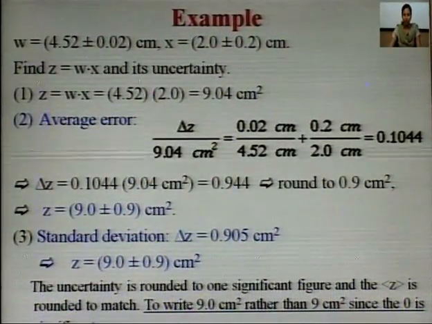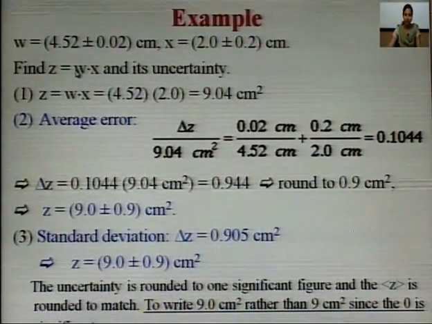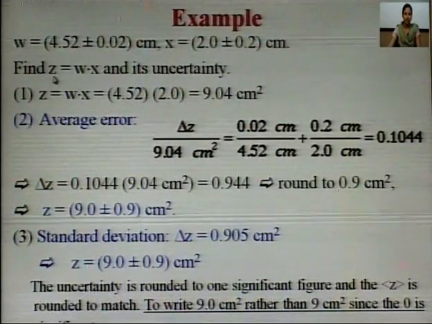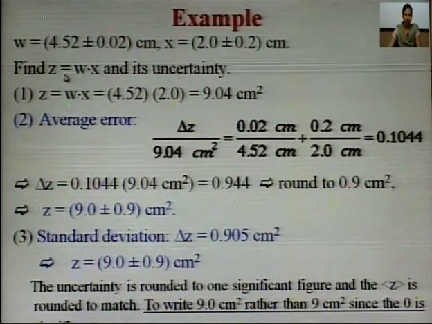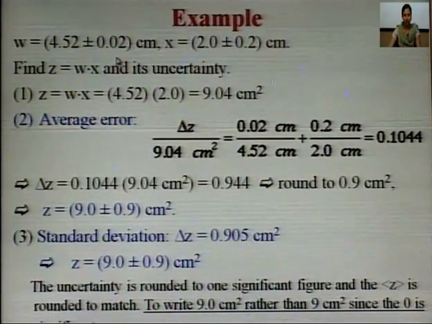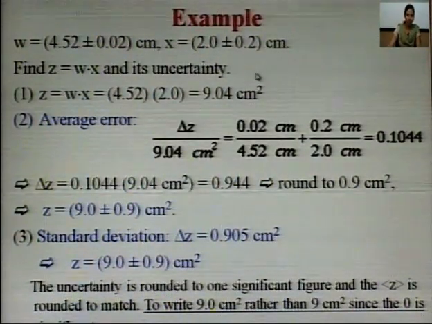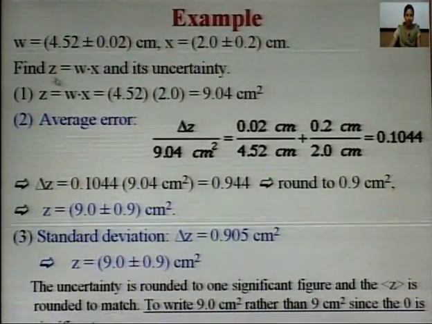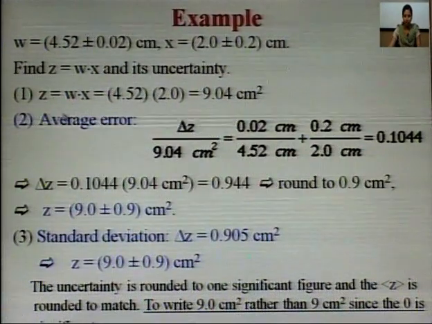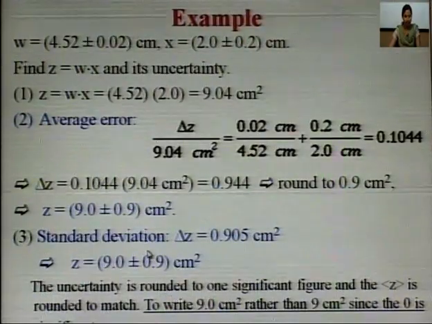Now, we come to the numerical portion of this type of physical quantity, which are the multiplication of two quantities. Z is a physical quantity which is given by W into X. W is 4.52 plus minus 0.02 centimeter and X is 2 plus minus 0.2 centimeter. So, we have to find Z and its error. We will calculate error depending upon average error or standard deviation.